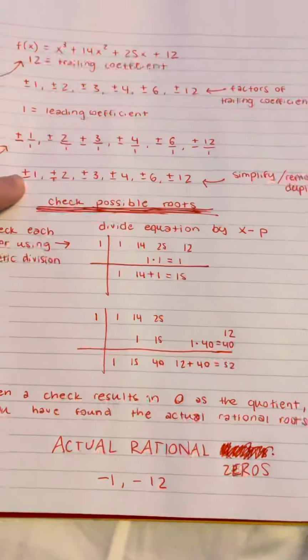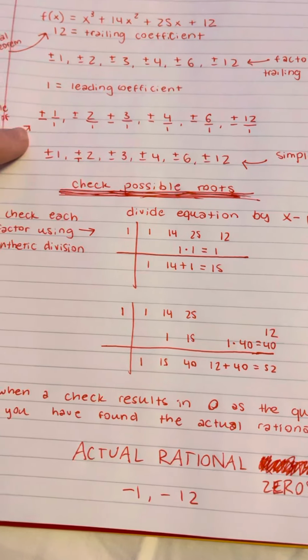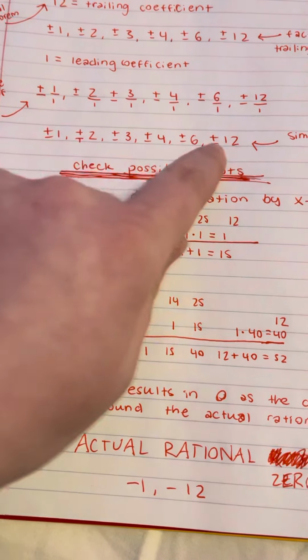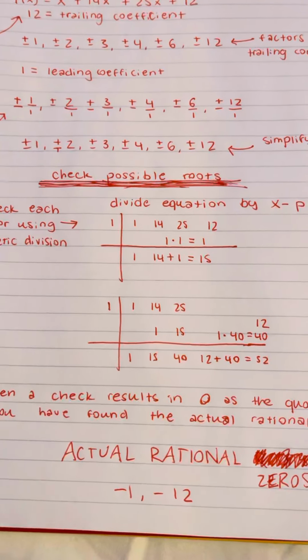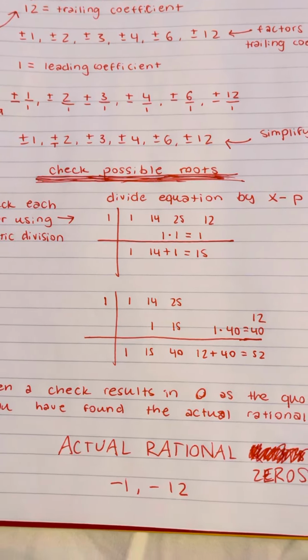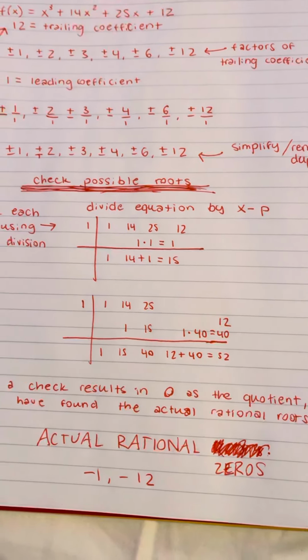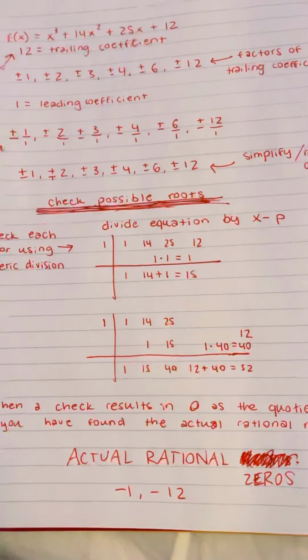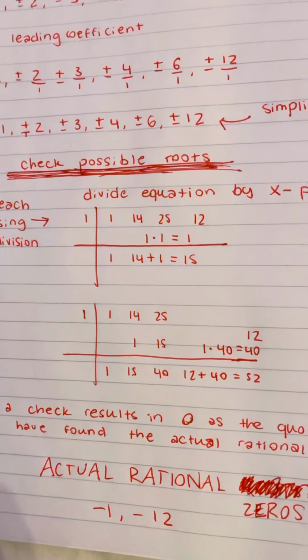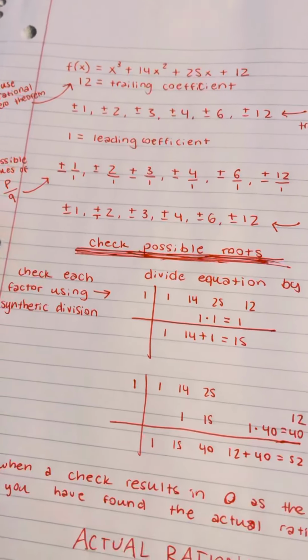Next, you're going to be checking all possible roots. So you're going to be checking both the positive and the negative of all of these values using synthetic division. I just showed an example on here, and I did the other ones on a different piece of paper for the sake of showing you. The first example is just the value of positive 1.